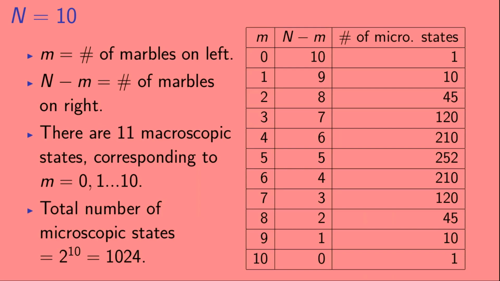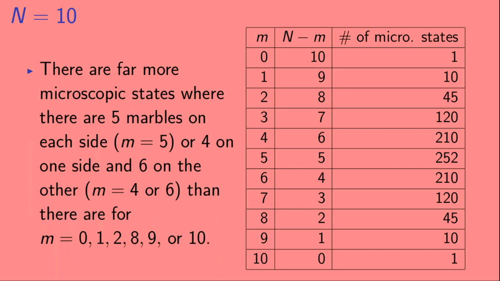Okay, so m is equal to the number of marbles on the left side of the box, which means that n minus m is equal to the number of marbles on the right side of the box. There are 11 macroscopic states corresponding to m taking the values 0, 1, etc. through 10. And the total number of microscopic states is 2 to the 10, which equals 1024.